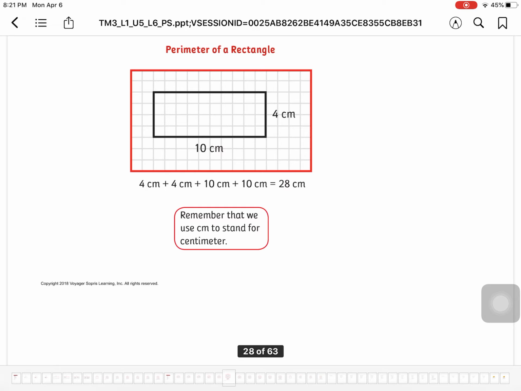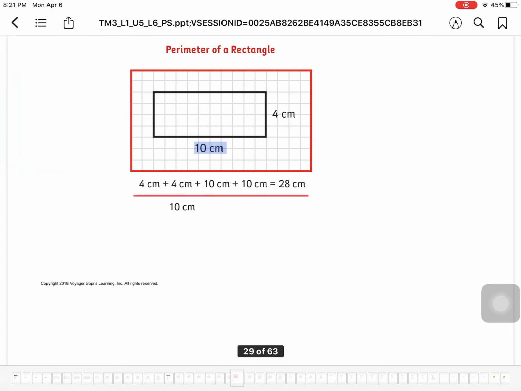So we need to remember that we use cm to stand for centimeters. That's kind of the rule for us.